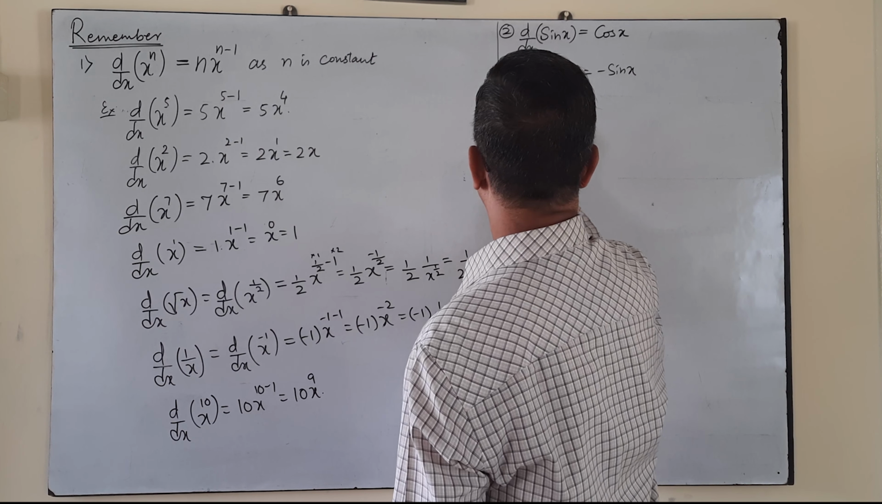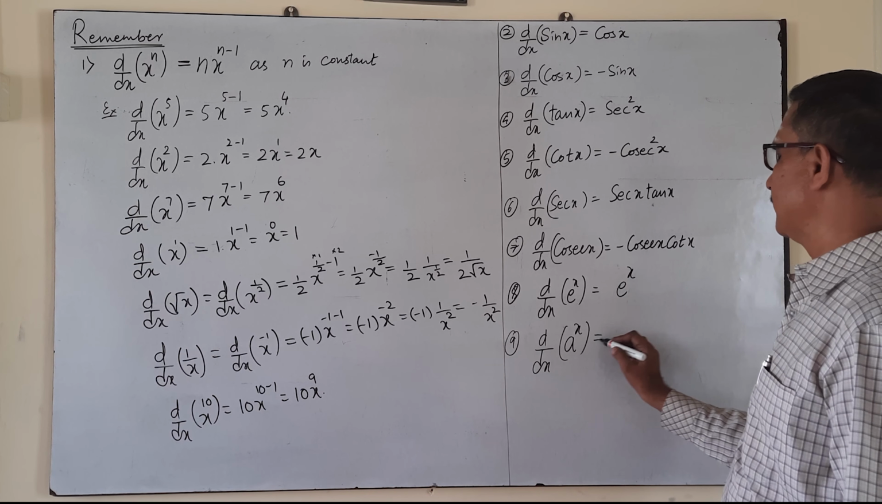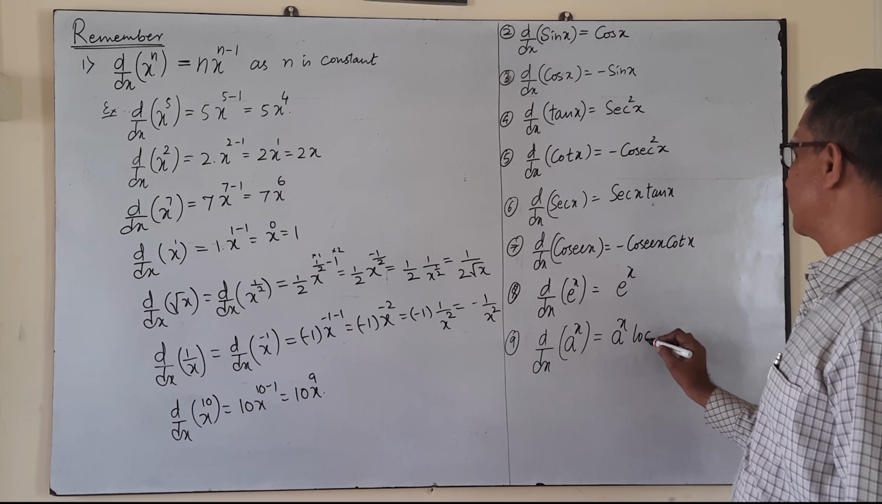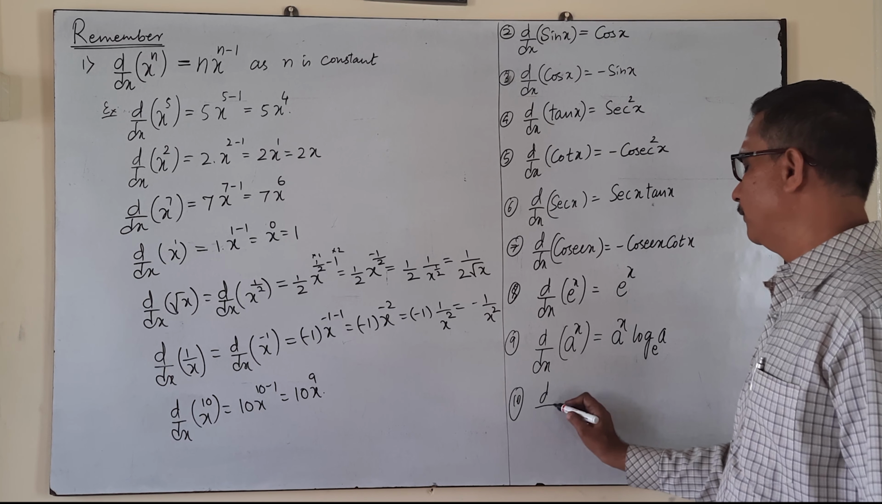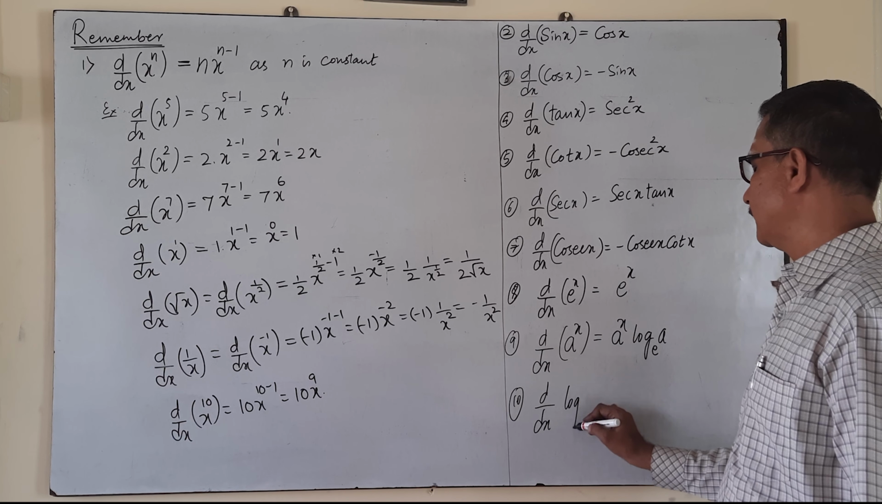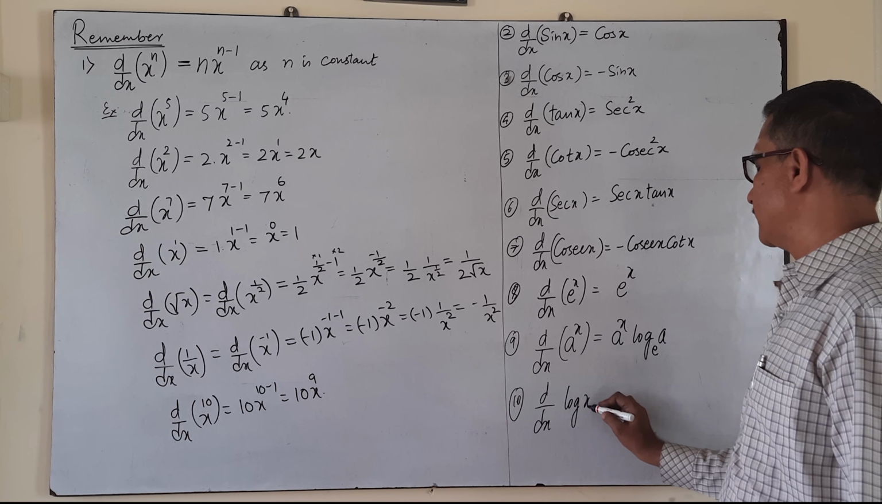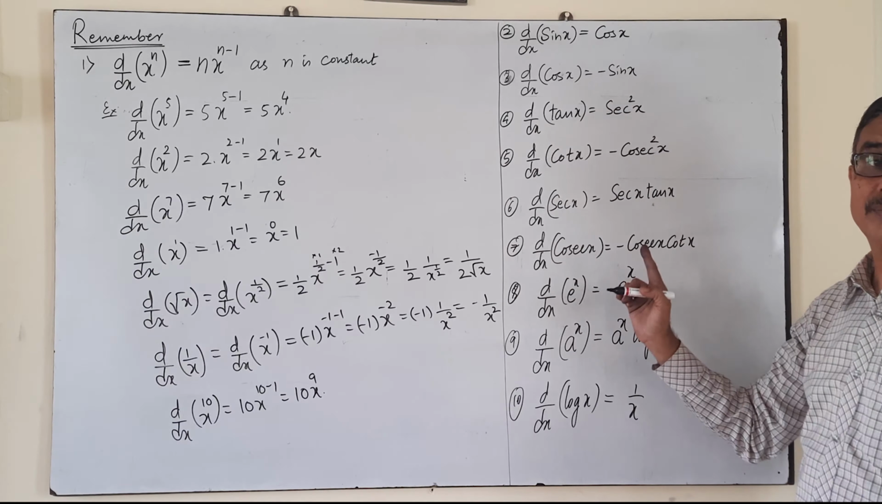Then next one is the derivative of e power x with respect to x. Just now verify ಮಾಡಿದ್ವಿ, ಏನು ಬಂದಿದೆ, e power x. Then derivative of a power x with respect to x, what is the formula? a power x into log a to the base e. Then derivative of log x to the base e, or simply log x, what is the formula? 1 by x. ಇವು ನೋಡಿದ ಹೇಳಲಿಕ್ಕೆ ಬರಬೇಕು.